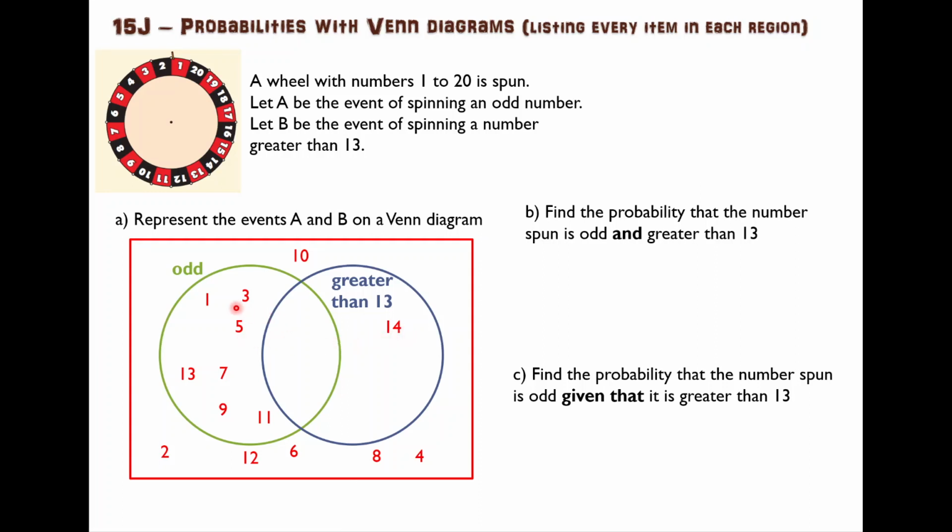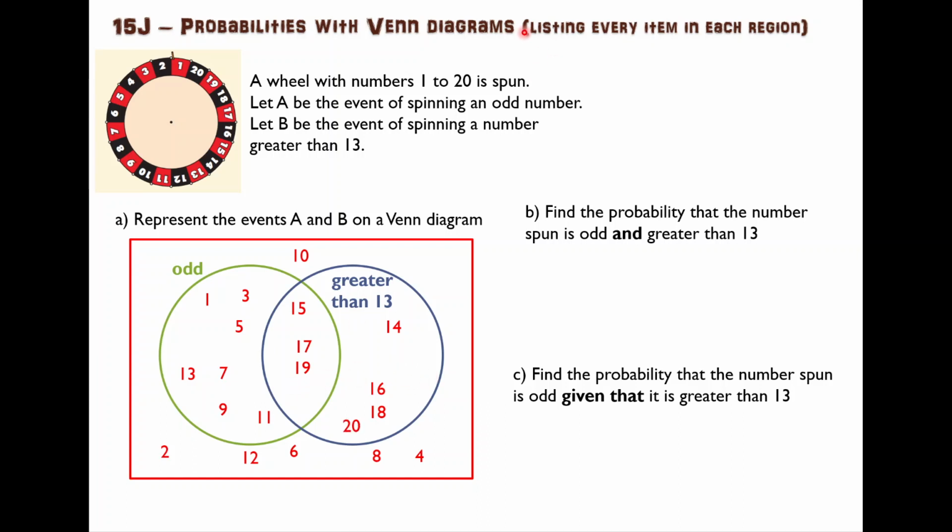15 is odd and greater than 13. It belongs to both circles. 16 is greater than 13, but not odd. 17 is odd and greater than 13. 18 is not odd and greater than 13. 19 is odd and greater than 13. And 20, finally, is greater than 13, but not odd.